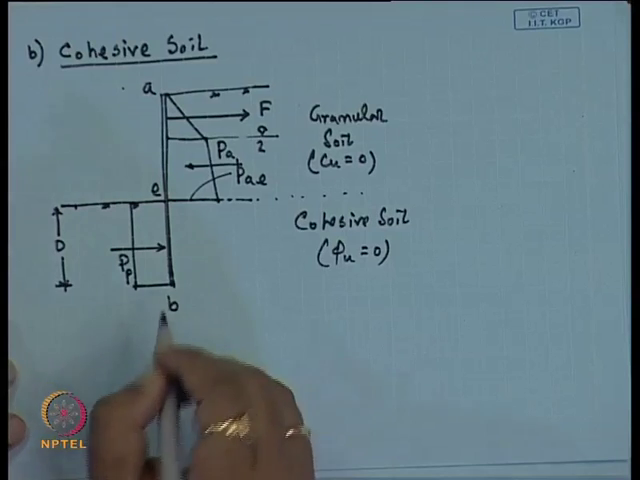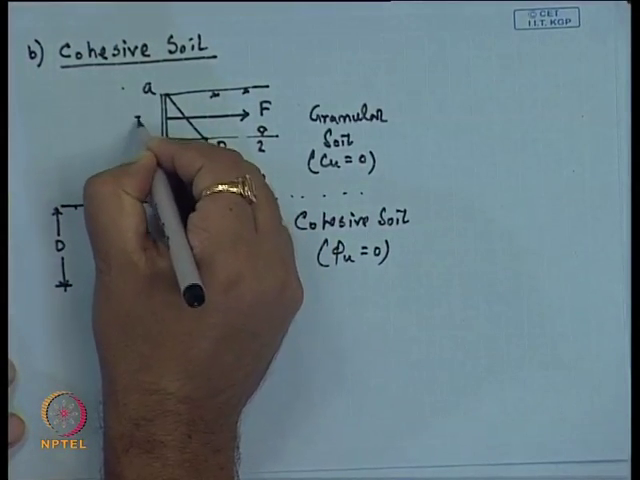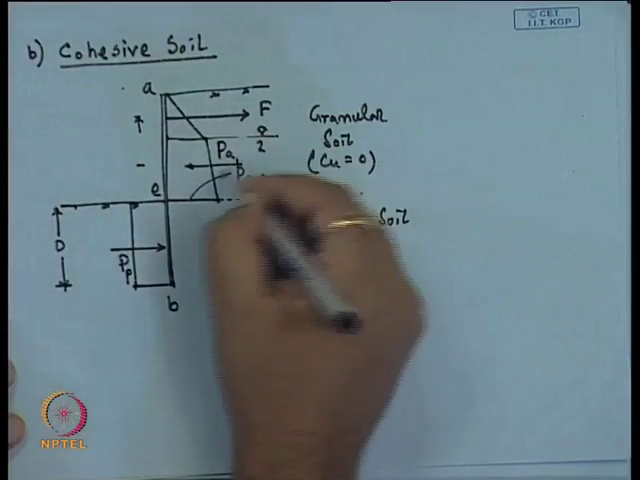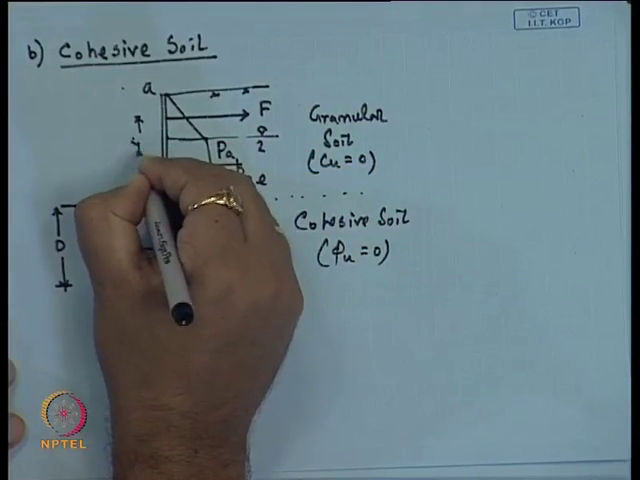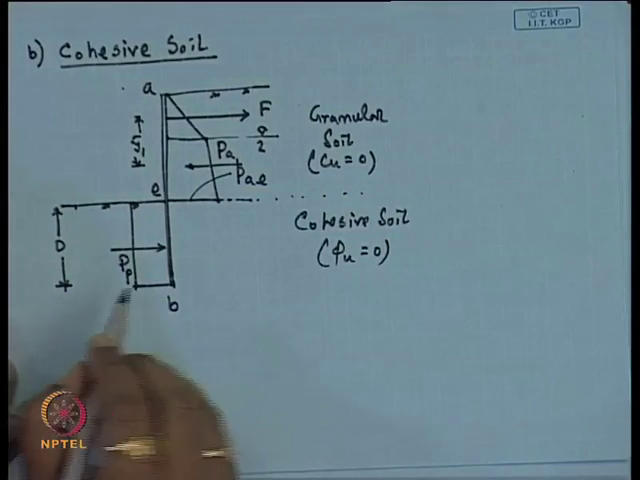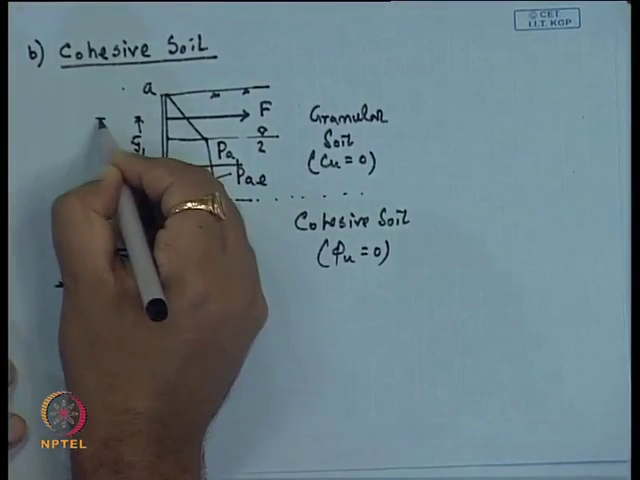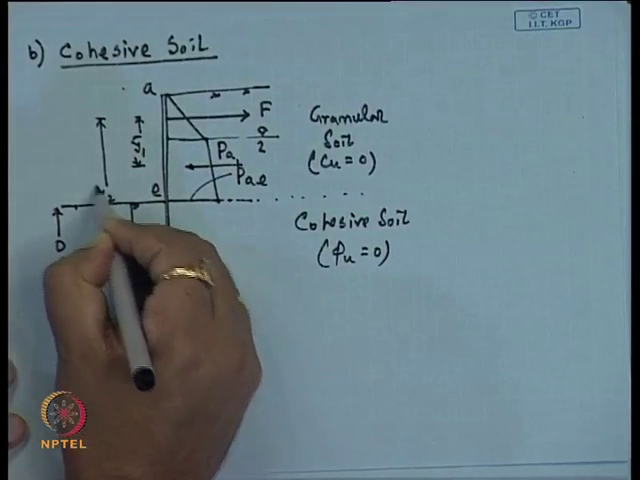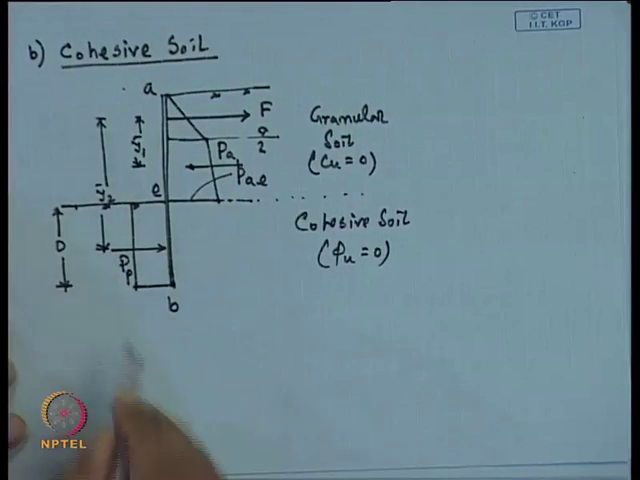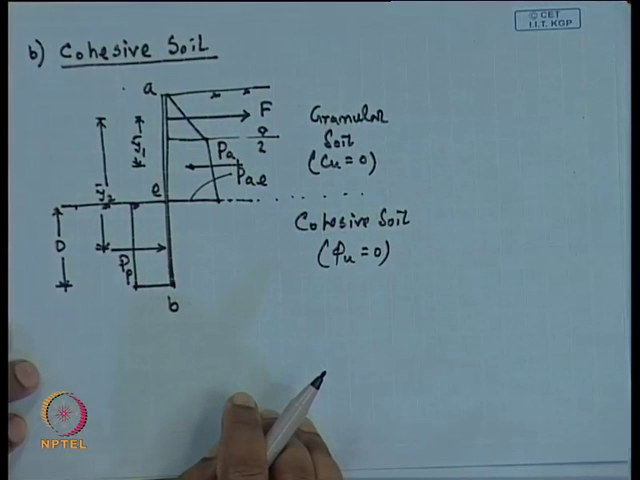So, these are the forces that will act. Again, the distance from the anchor force at the rod level to the active force is Y1 bar, and to the passive force it is Y2 bar.